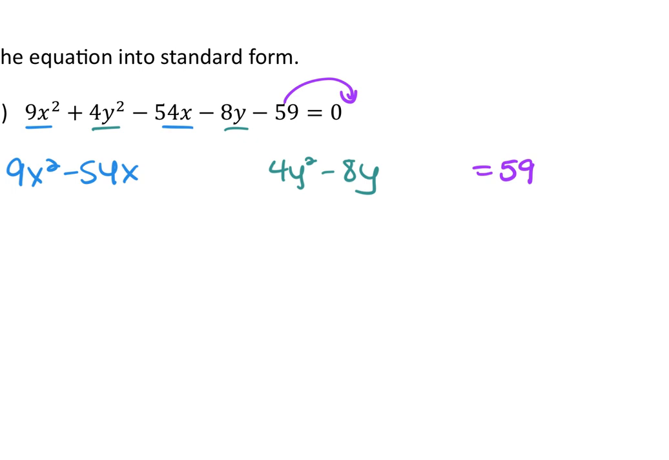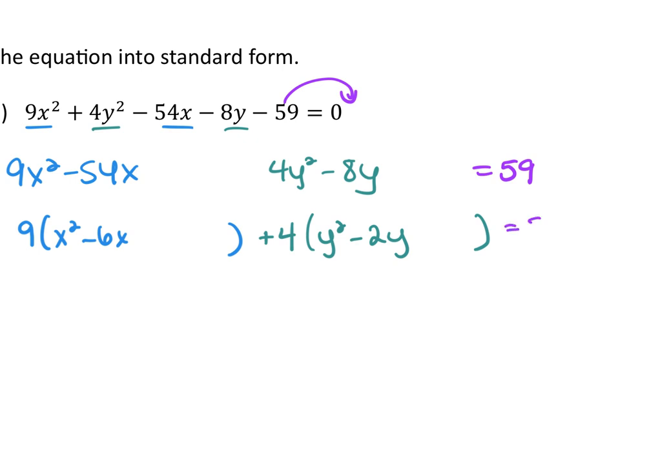If there's something on the squared term, we've got to take it out. So I'm going to divide by 9 here, and I get x squared minus 6x. Something on the y squared, I've got to take it out. So I'm going to take out the 4: y squared minus 2y. Don't forget to take it off of both terms. Still equals 59.